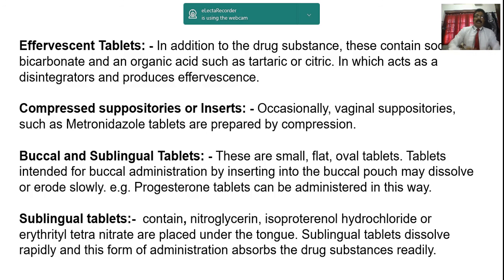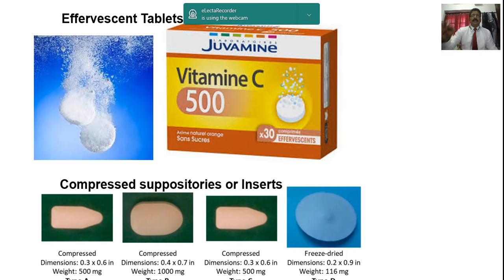Sublingual tablets contain nitroglycerins, isoproterenol hydrochloride, and erythrityl tetranitrate. These are all kept under the tongue for angina pectoris, and they absorb very fast, and immediate action can be seen. So see the picture. As I told you, effervescent tablets like aspirin and vitamin C tablets are also available. And the compressed suppositories, or tablets in this shape, are also available. Many different types are shown in the picture.